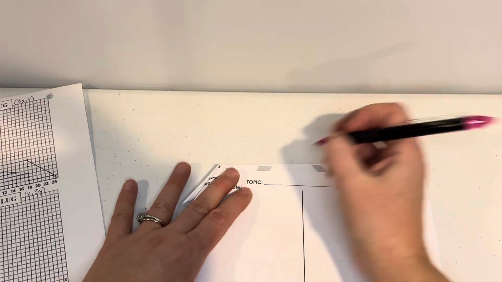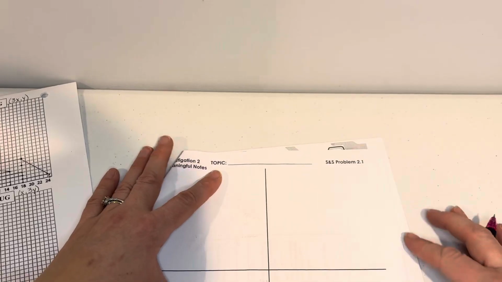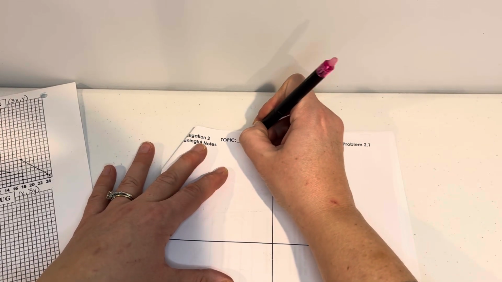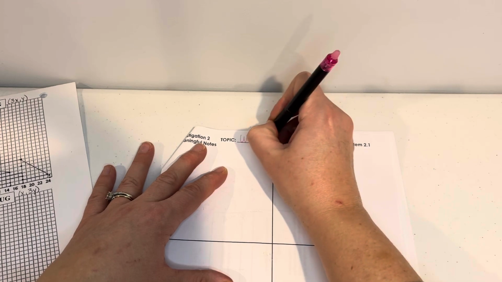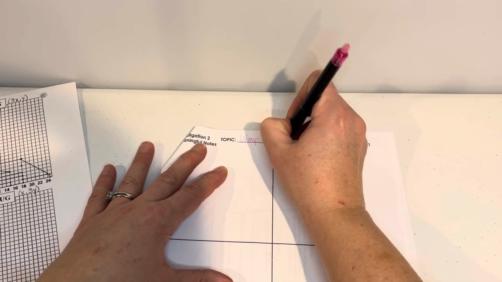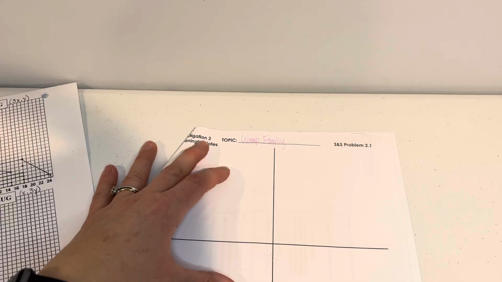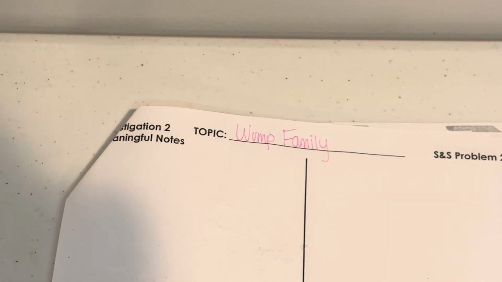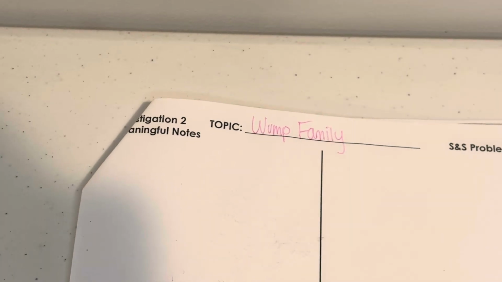So our topic, guys, we can actually label this. I'm trying to make sure I get this centered here. We're going to call this the Wump family. And hopefully you can see the pink. If not, let me try zooming in a little bit so you guys can see that. But that's the Wump family.